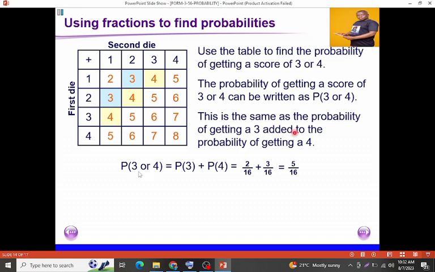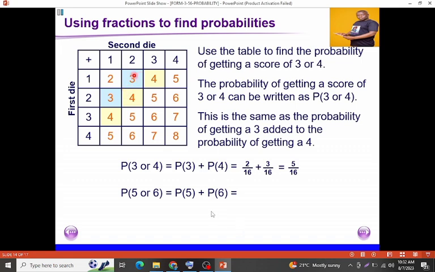Here we meet a very important terminology of an or condition. When you are told to find the probability of event A or B, you simply add the individual probabilities for each event. That's what we are saying here.